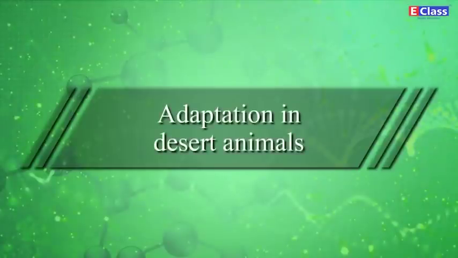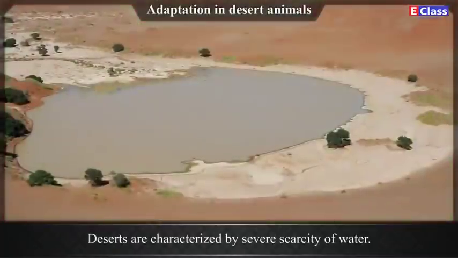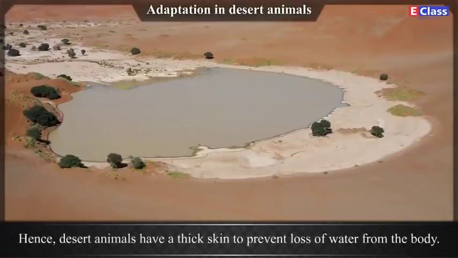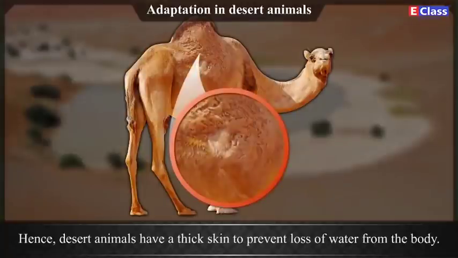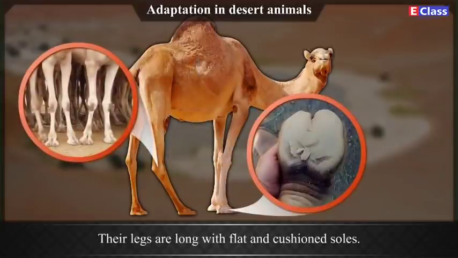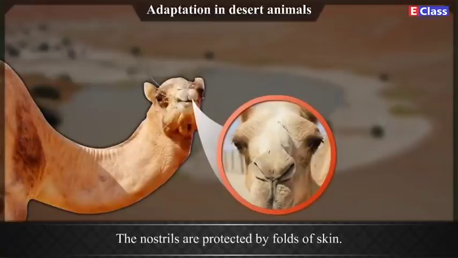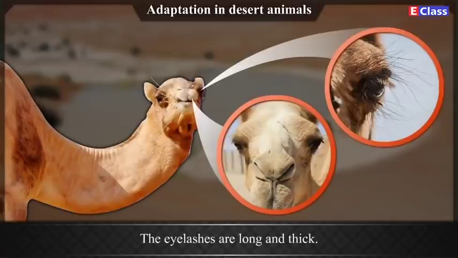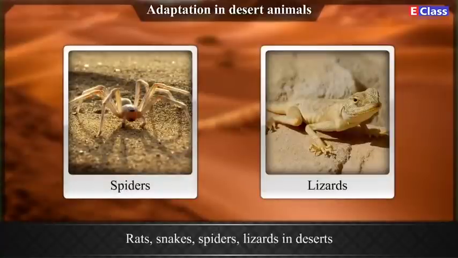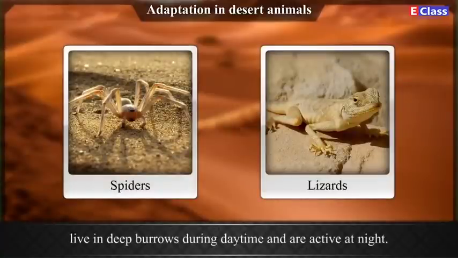Adaptation in desert animals. Deserts are characterized by severe scarcity of water. Hence, desert animals have a thick skin to prevent loss of water from the body. Their legs are long with flat and cushioned soles. The nostrils are protected by folds of skin. The eyelashes are long and thick. Rats, snakes, spiders, lizards in deserts live in deep burrows during daytime and are active at night.